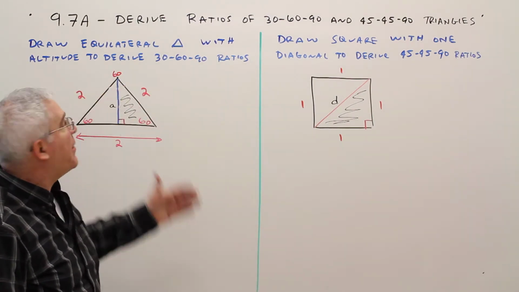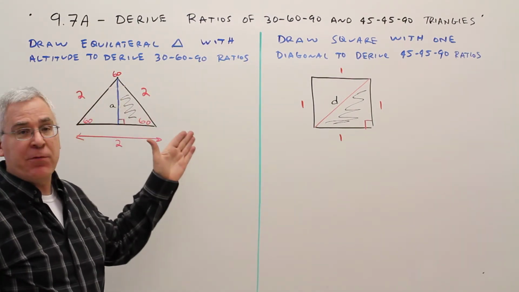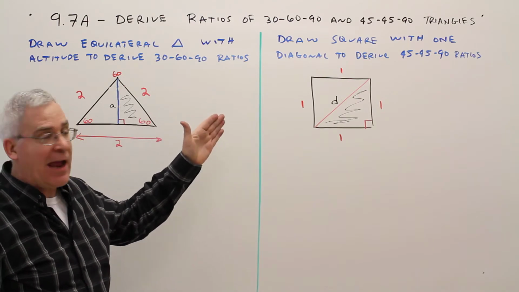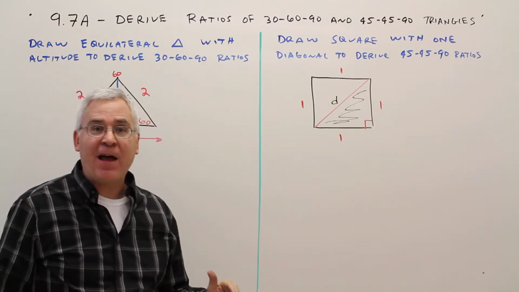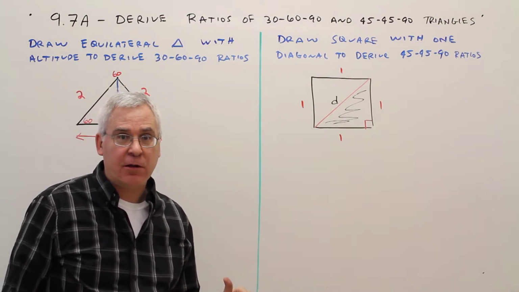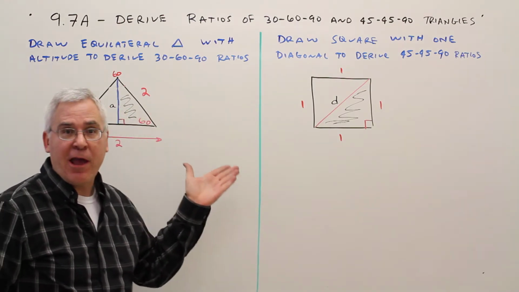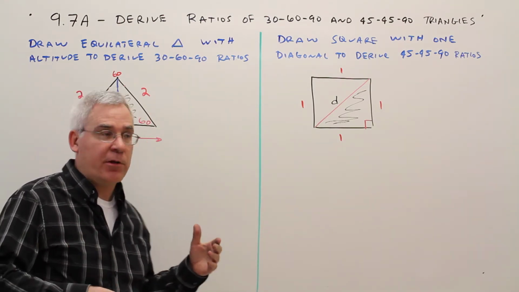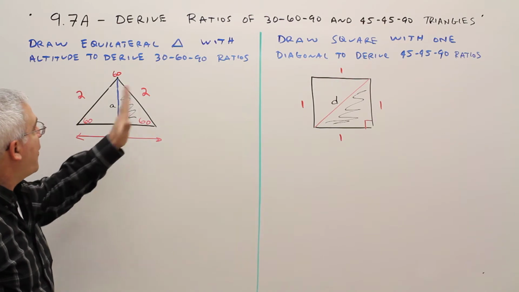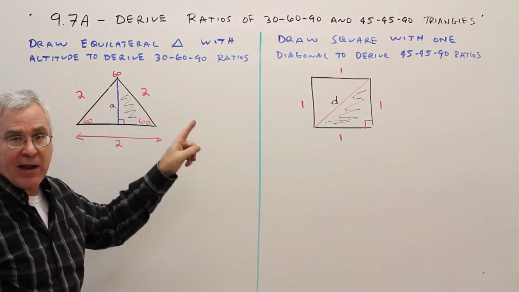Welcome to video 9.7a, derive the ratios of a 30-60-90 right triangle and a 45-45-90 right triangle. This is an extra sheet that hopefully you have in your notes booklet. It's not in your normal notes. Alright, so first let's derive the 30-60-90 ratios.